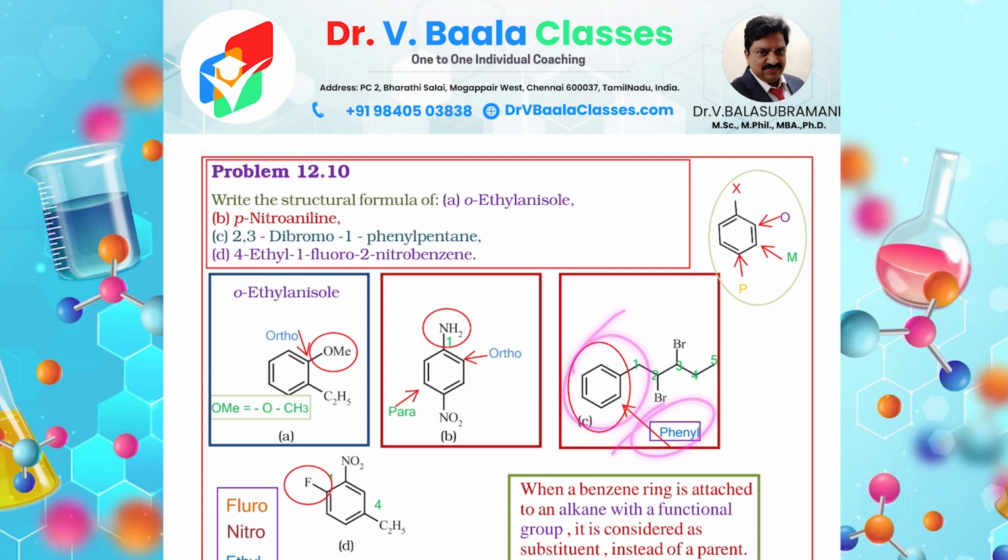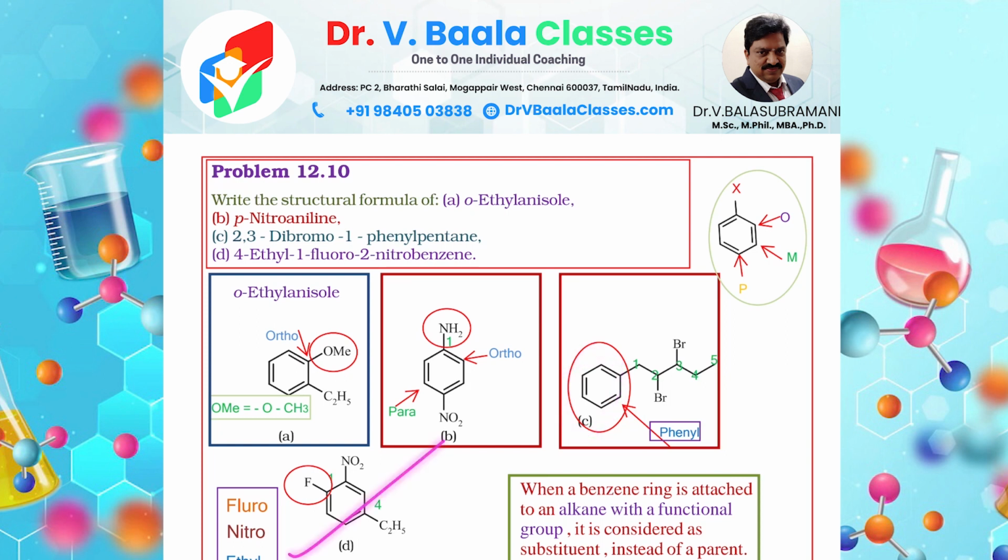Phenyl group is attached at the first carbon atom. Also 2 bromines are attached. That is why the name of this compound is 2,3-dibromo-1-phenylpentane. Because 1, 2, 3, 4, 5 carbon atoms contain 2 bromines at the 2, 3 positions and a phenyl group attached at the first position. That is why when a benzene ring is attached to an alkane with a functional group, it becomes phenyl.